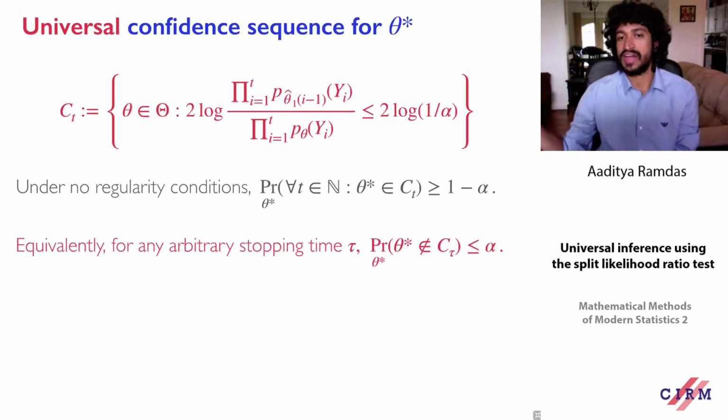Then what we have, under no regularity conditions, is that simultaneously over all of time, C_t contains theta star. So the probability under theta star that for all t from 1 to n, theta star is in C_t, this probability is at least 1 minus alpha. So it's simultaneous coverage over time.